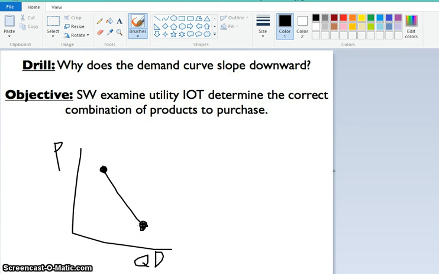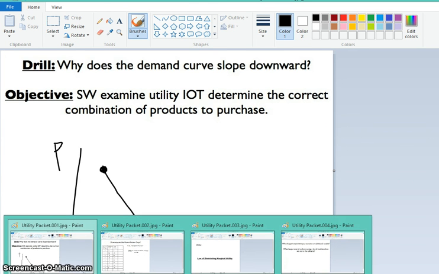Okay? So what I want you to do right now, the first page in your utility packet, is why is a demand curve downward sloping? Well, you're going to go recreate what we just did on that chart. You're going to make a couple graphs on the back, and then you're going to get back to me. All right? Good luck.